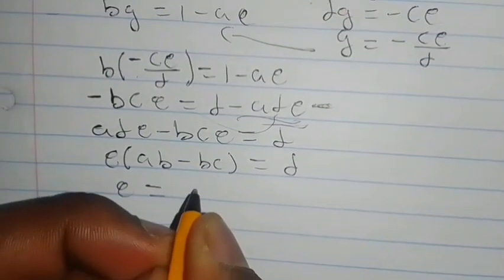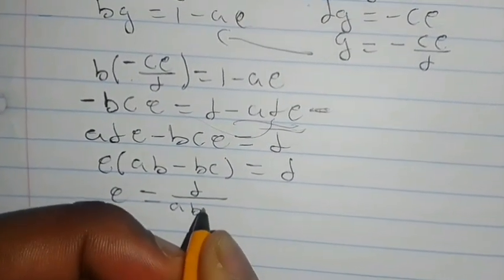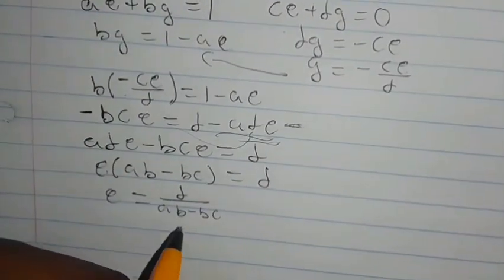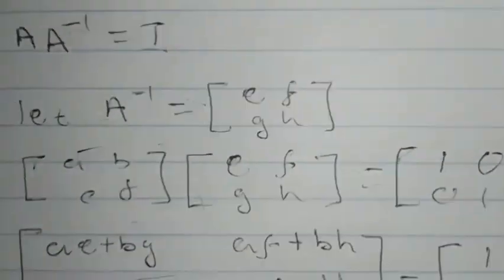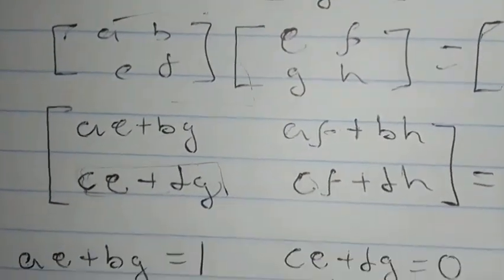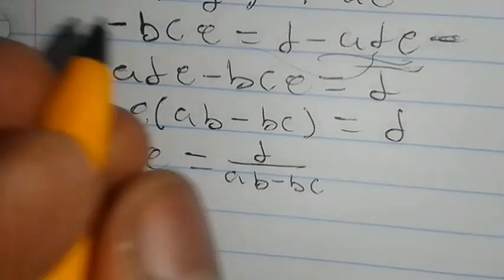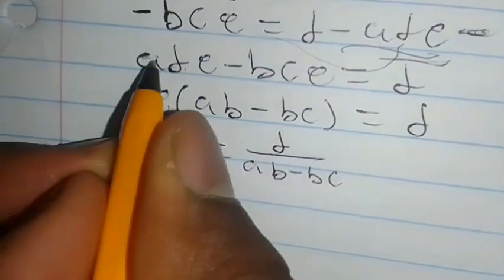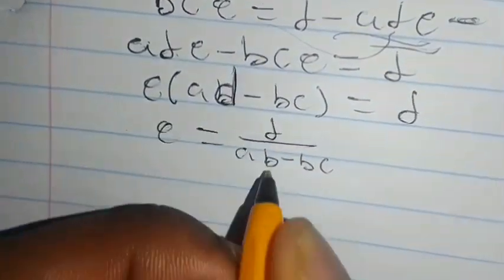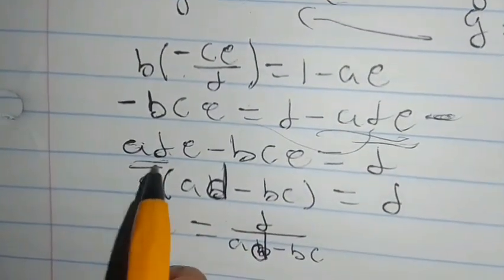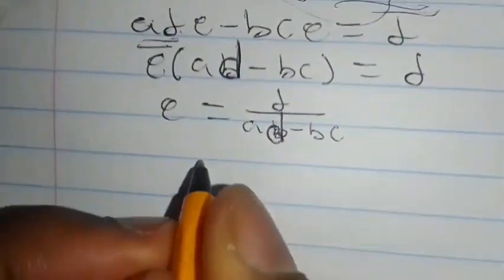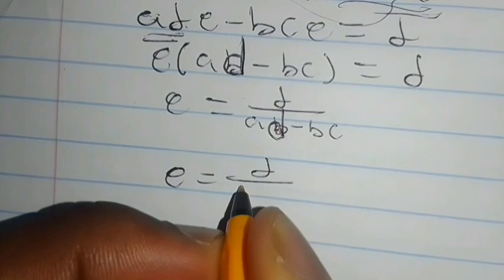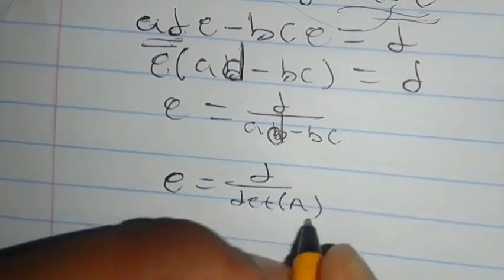And this means that e equals d over (ad minus bc). Sorry, there was a typing error. We're just taking this one and factorizing by e. So ad minus bc is just the determinant of A. That means e will be equal to d over the determinant of matrix A.